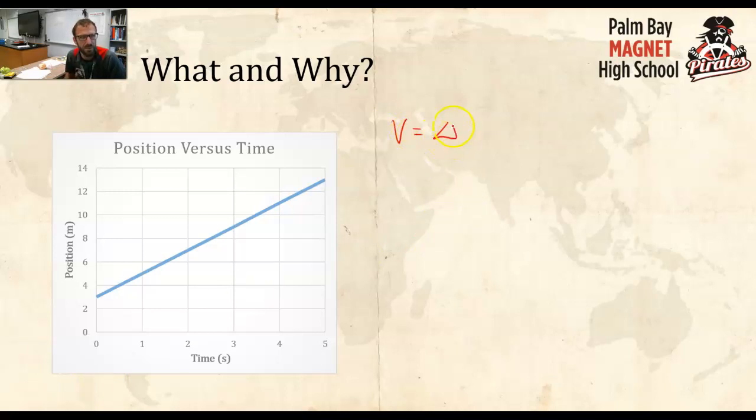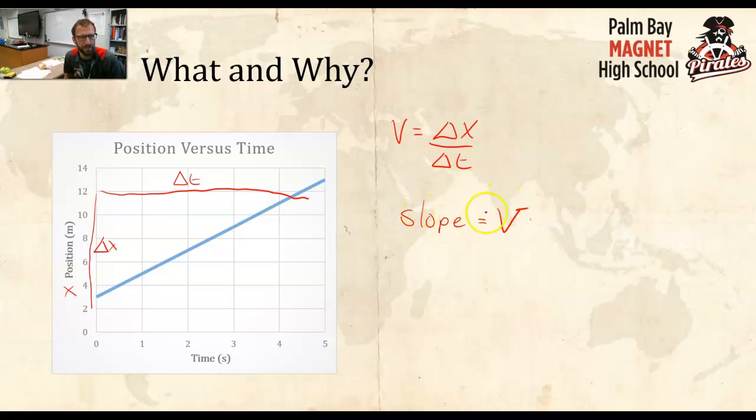Velocity is equal to the displacement over, let's just say, the change in time. So if I find the slope of this, the slope is the rise over the run. The rise is the change in x position, right? This is the x position, this is the change in time. So if you remember, the slope equals the velocity, right? The slope of a position versus time graph equals the velocity.